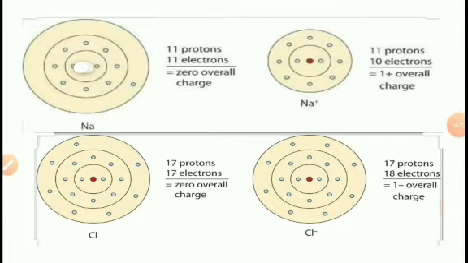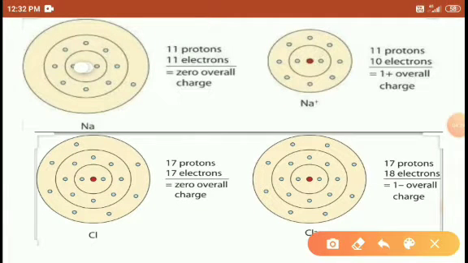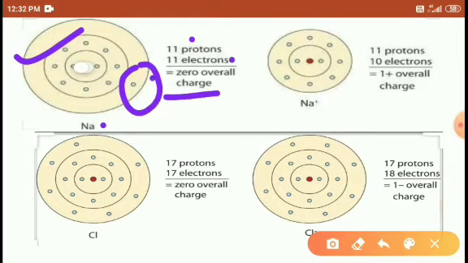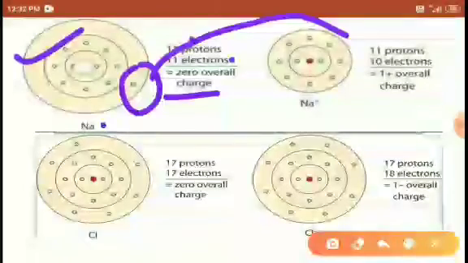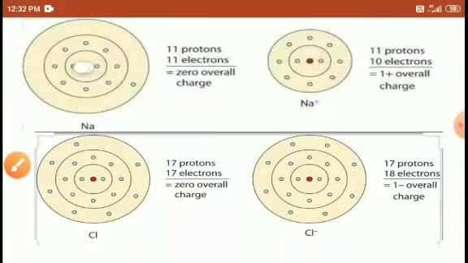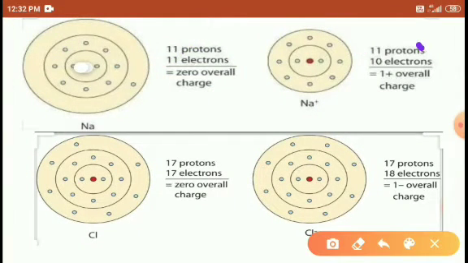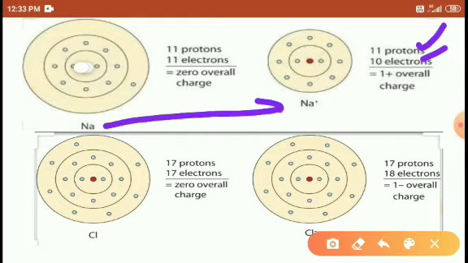I will show you an example, students. Look here, this is sodium. Sodium is a neutral atom. It contains 11 protons and 11 electrons, so it is neutral, charge is 0. When the sodium atom loses its outermost electron, one electron, then what happens, students? It becomes 11 protons and 10 electrons. So it turns into the sodium ion.